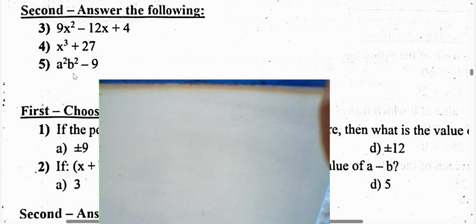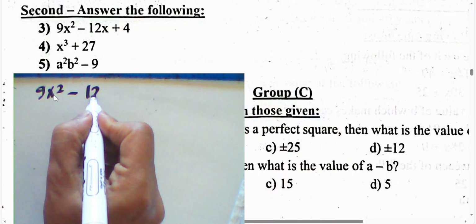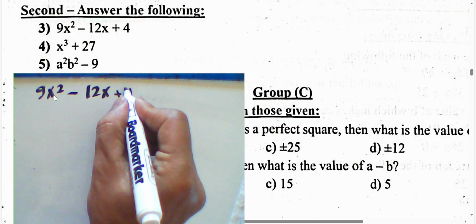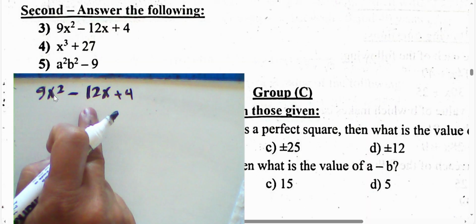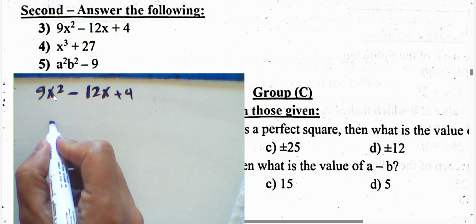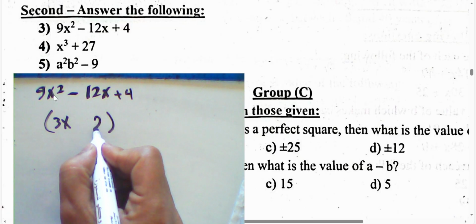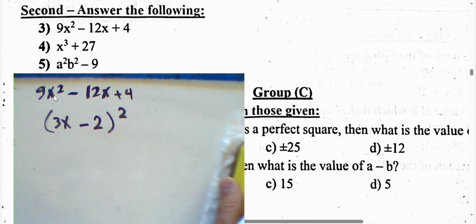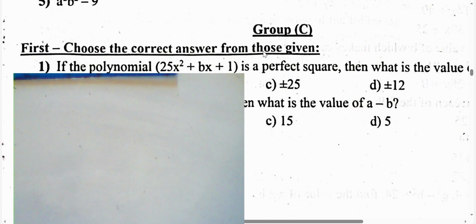9x² − 12x + 4. This is a perfect square because the middle term equals 2 times the square root of the first and the third. Then we can factorize: the square root of the first, the square root of the third, and say the whole thing squared, with the sign of the middle. Okay. Next question.